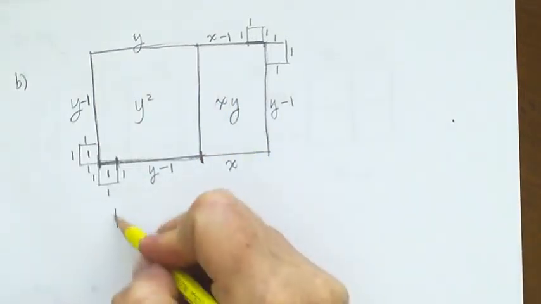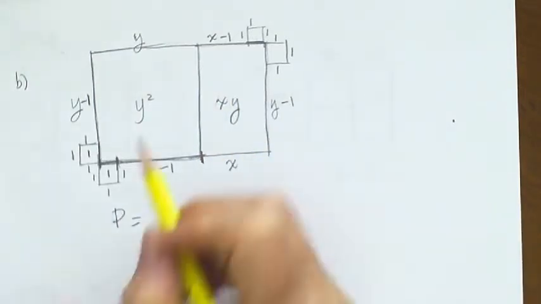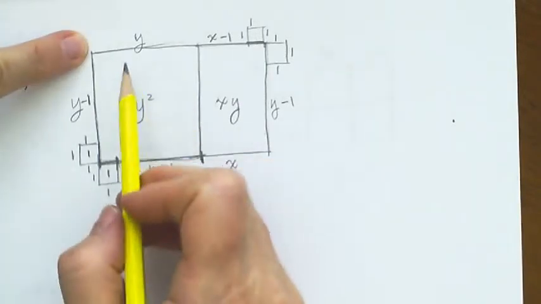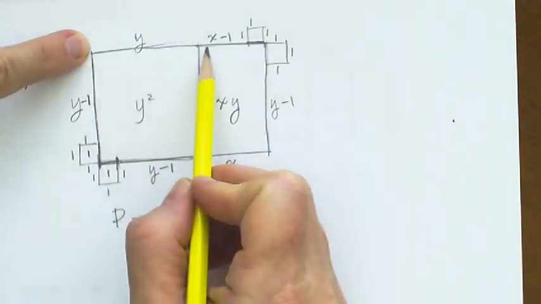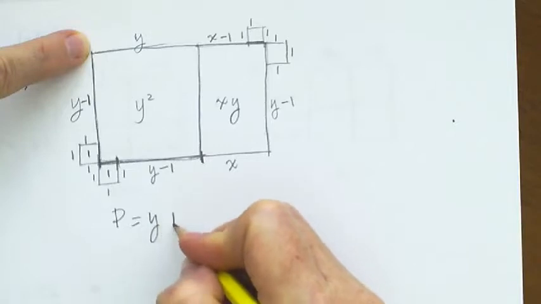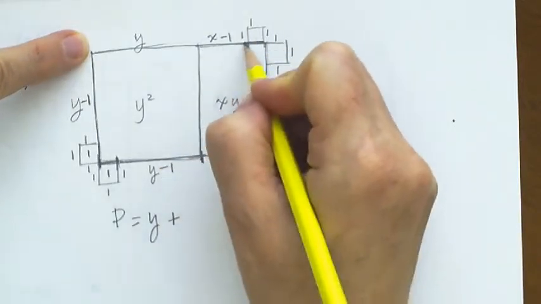Now I'm going to do the perimeter. I'm going to add up all the sides, so I'm just going to write it all out. This is probably going to take up a lot of room. Y plus x minus 1.